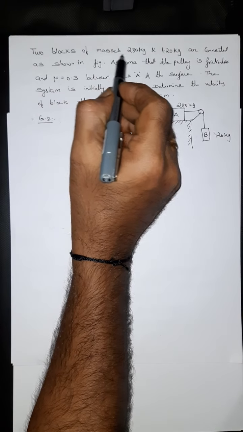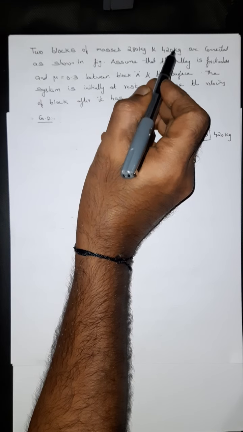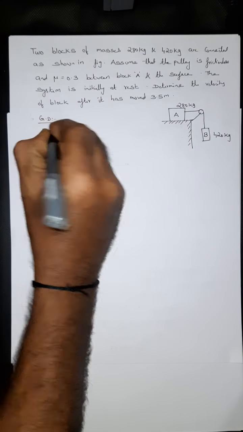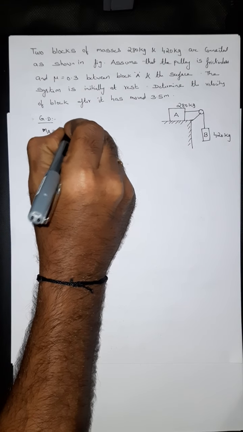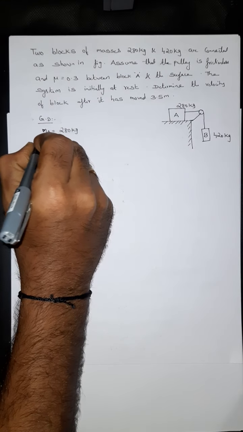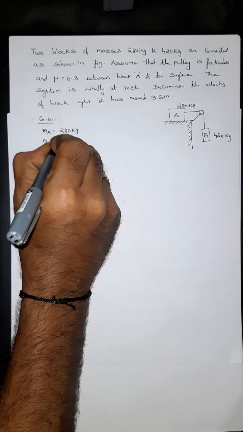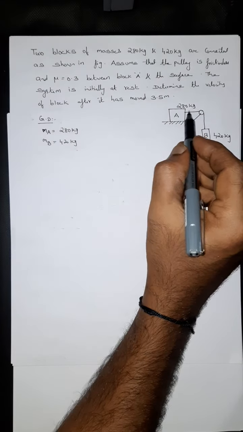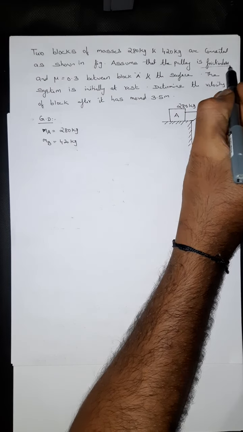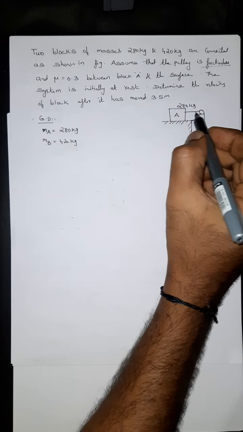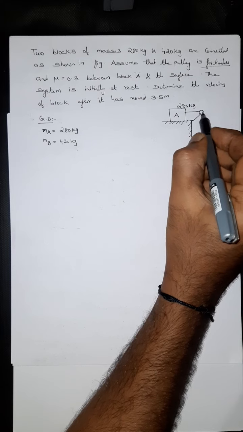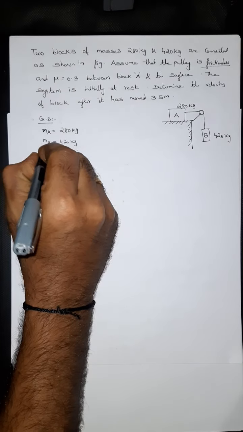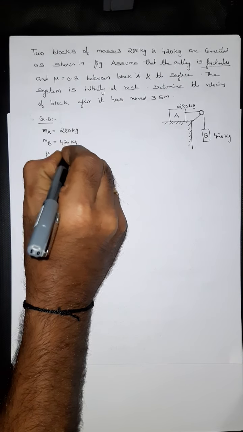Two blocks of masses 280 kg and 420 kg. So, mass MA equal to 280 kg and the block B mass is 420 kg, are connected as shown in the figure. Assume the pulley is frictionless. That means it is a smooth pulley, there won't be any friction, and mu is equal to 0.3.